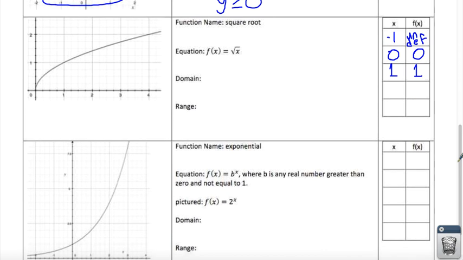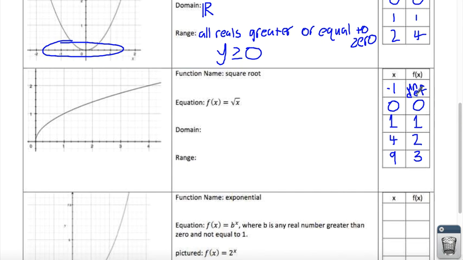Now, I'm going to pick 2 next. Well, if I pick 2, the square root of 2 is an ugly irrational number, so I'm going to jump up to 4. If x was 4, the square root of 4 is 2. And then if x was 9, the square root of 9 is 3. So the domain of this function, notice when we sub in -1 for x, we get an undefined y value. What that's saying is that -1 is not in the domain of this function. In fact, we know that the square root of any negative number is not going to be a real number. So the domain of this function is going to be any real number that is greater than or equal to 0.